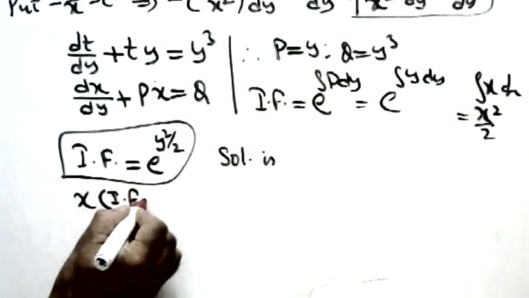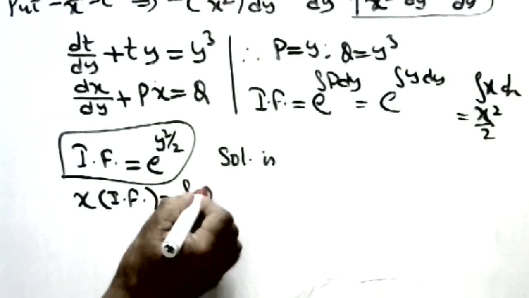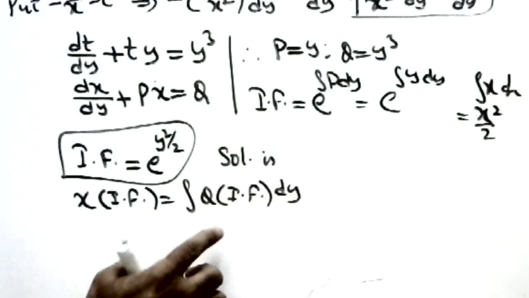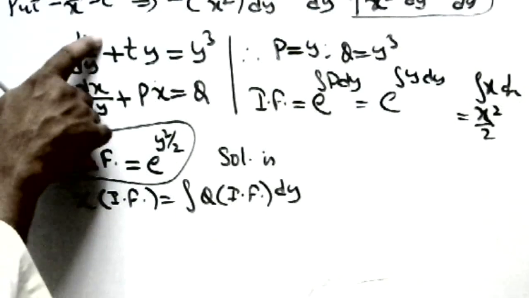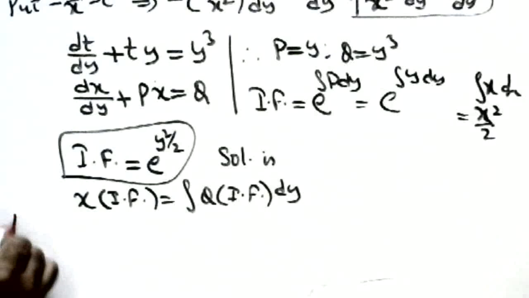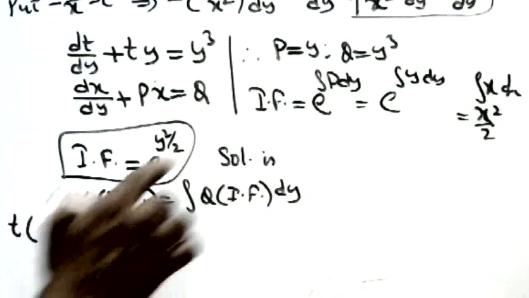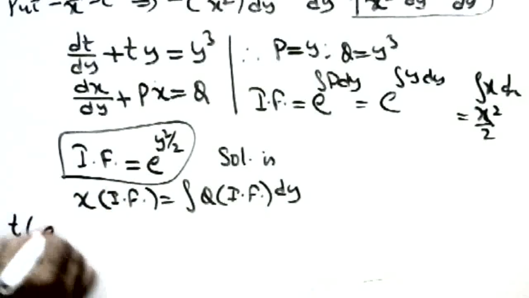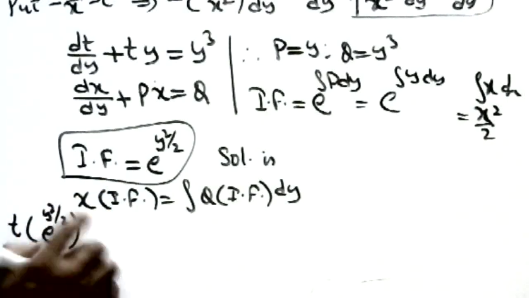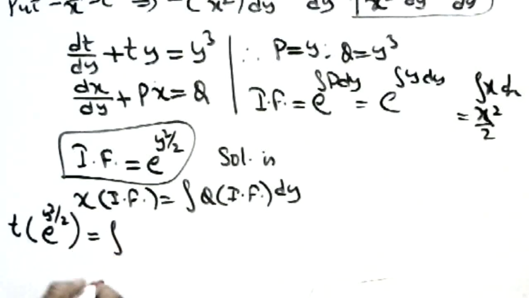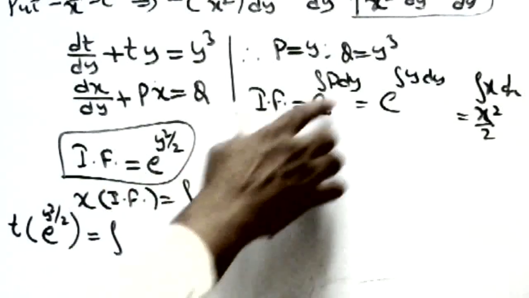Its formula is x into integral factor equals integration of q into integral factor, not dx but dy. Now in place of x we are having t, so I write t into integral factor. The integral factor we got is e to the power of y square by 2. So t into integral factor equals integration of q.